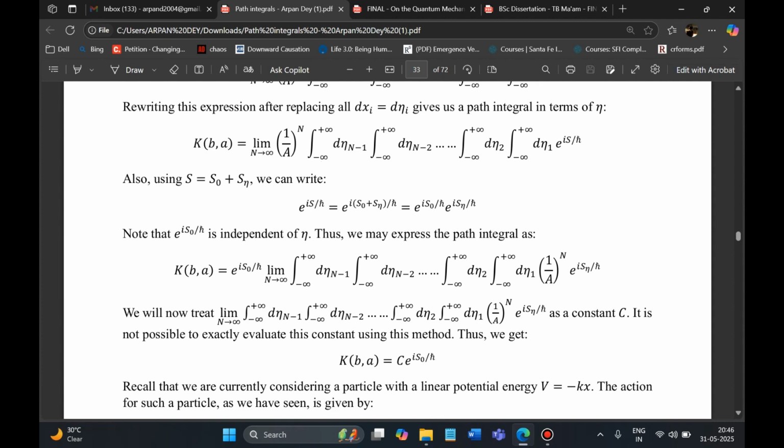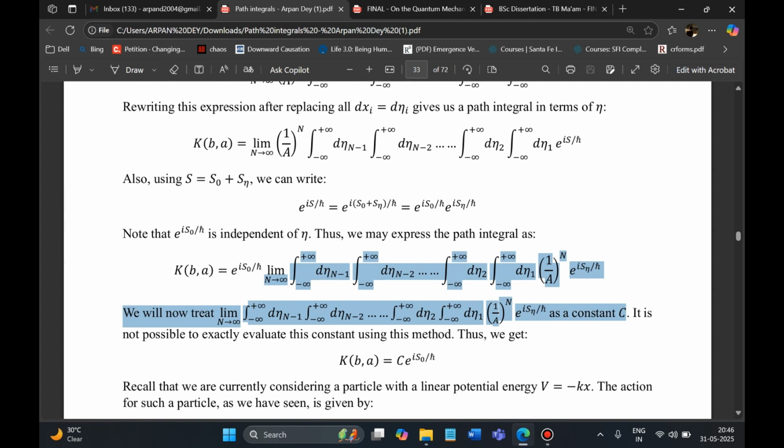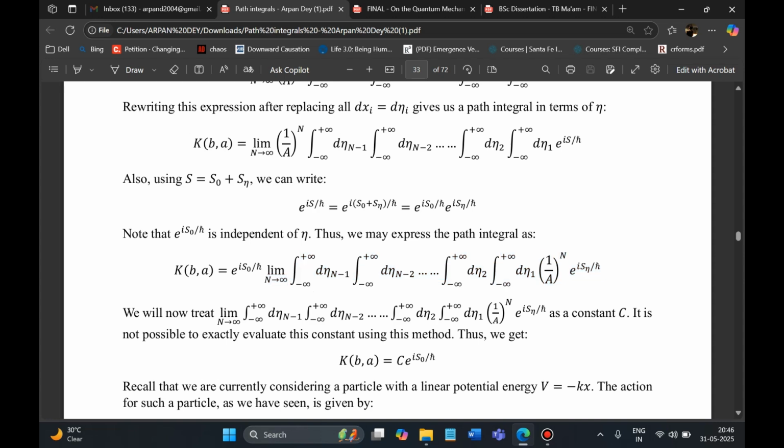Now we also know that S is S naught plus S eta. So e to the i S over h bar, we can write as e to the i (S naught plus S eta) over h bar. That is e to the i S naught over h bar times e to the i S eta over h bar. Now e to the i S naught over h bar is constant, S naught is fixed. So we can take it out of the integration, and we can write the final kernel from a to b as e to the i S naught over h bar, and then the rest of the expression. This is just like the original expression for the path integral, but in terms of eta now. Here also we have e to the i S eta over h bar.